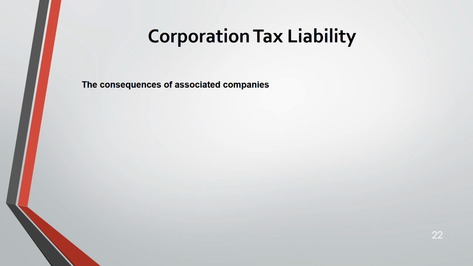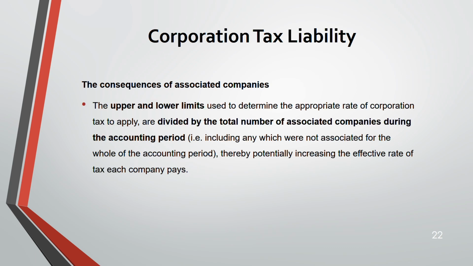Now, what are the consequences of associated companies? It affects your upper and lower limit and also whether you have to pay in installments or not. So the upper and lower limits used to determine the appropriate rate of corporation tax are divided by the total number of associated companies during the accounting period.